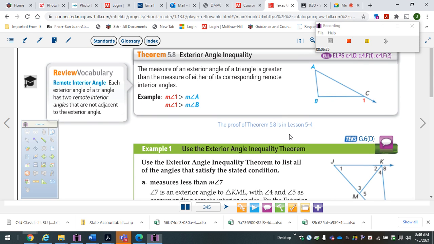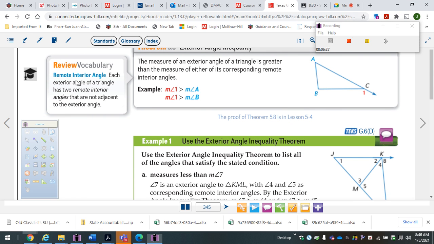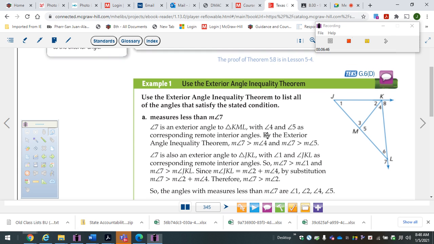Okay, let's move it on up. Each exterior angle of a triangle has two remote interior angles that are not adjacent to the exterior angle. So make sure you know that. This one's adjacent to it, right next to it. These over here are not adjacent to it. These are your remote interior angles to that exterior angle.